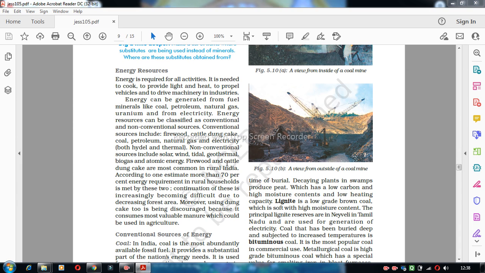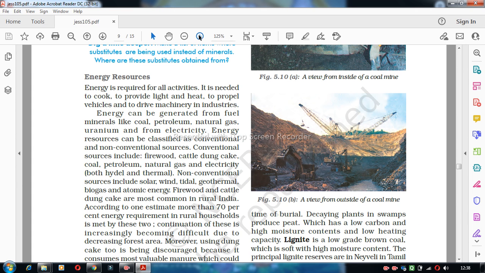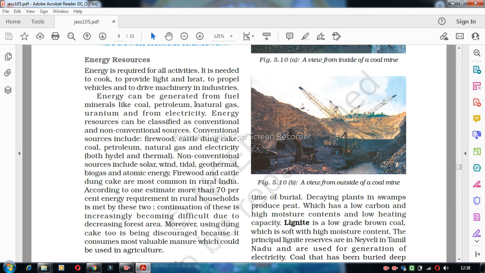Dear cadet, as you are seeing here, energy can be produced from fuel minerals like coal, petroleum, natural gas, uranium, and from electricity. So, energy resources can be classified into two, that's conventional and non-conventional. So, let us see first what are conventional energy resources.